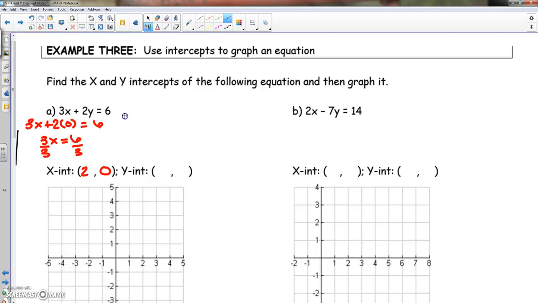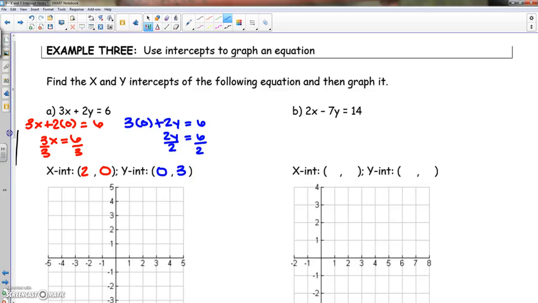For my y-intercept, I plug in 0 for x. So I'm going to have 3 times 0 plus 2y equals 6. So that's going to be 0. So I'm just left with 2y equals 6. Divide both sides by 2. And I find that y is 3 and my x was 0.